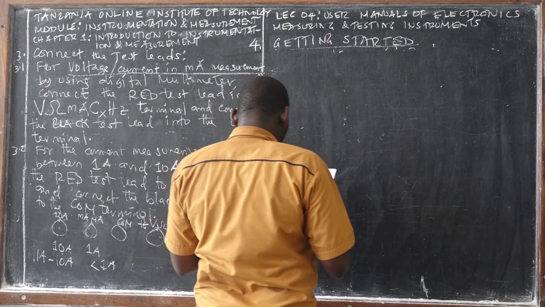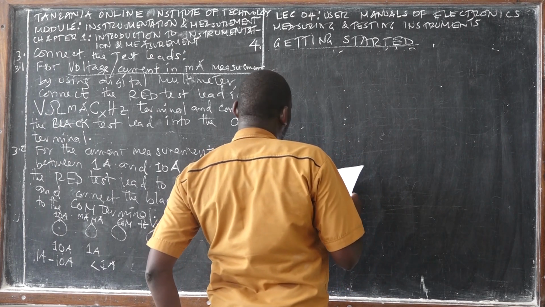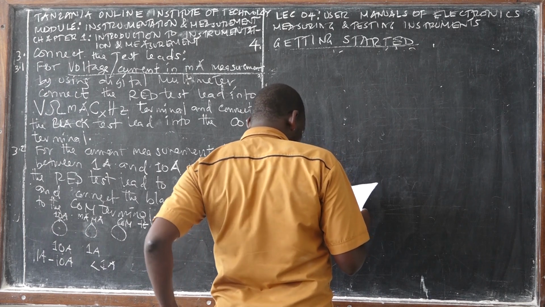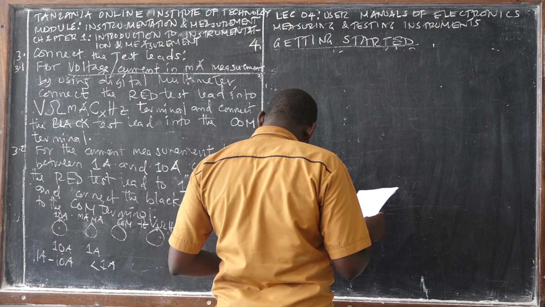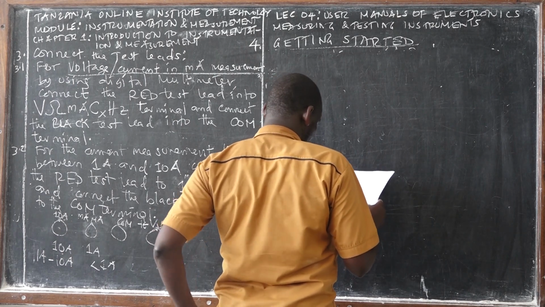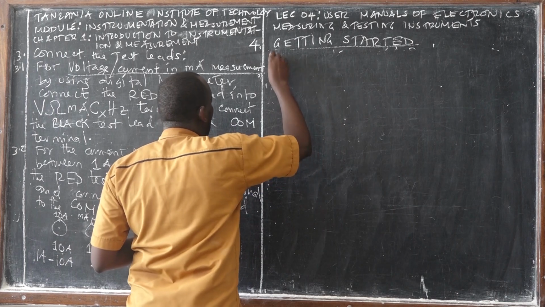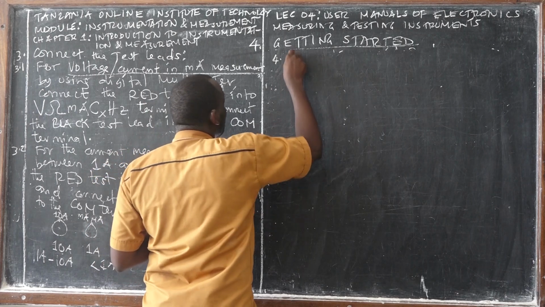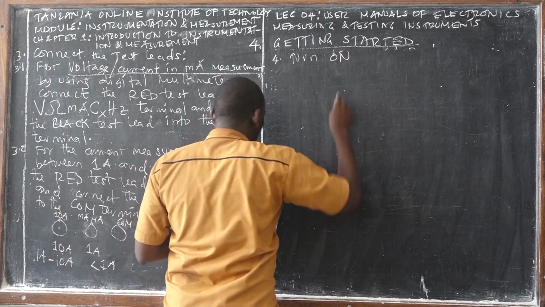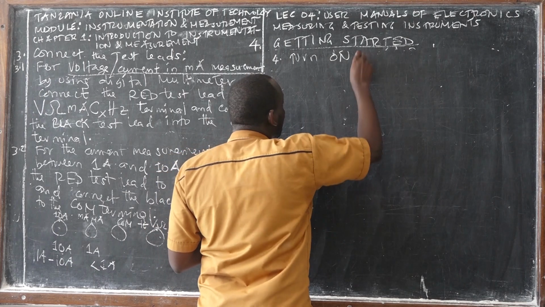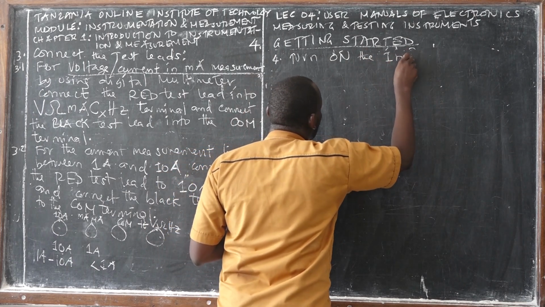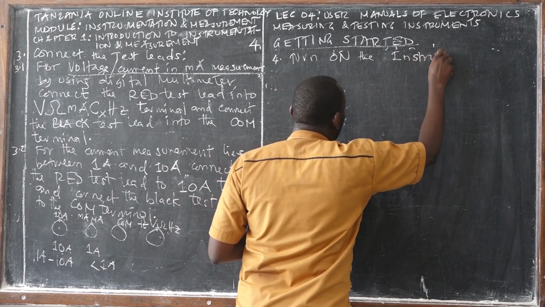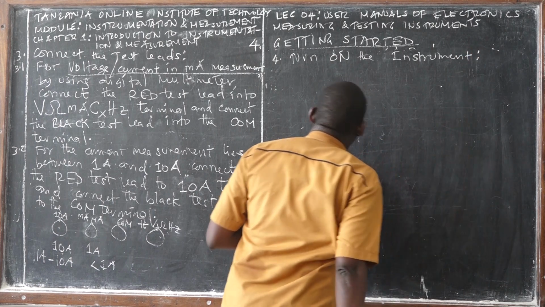Then the first important part for getting started is now, how can you turn on the instrument? So that's number 4. We say, how can you turn on the instrument? The measuring instrument or the testing instrument.